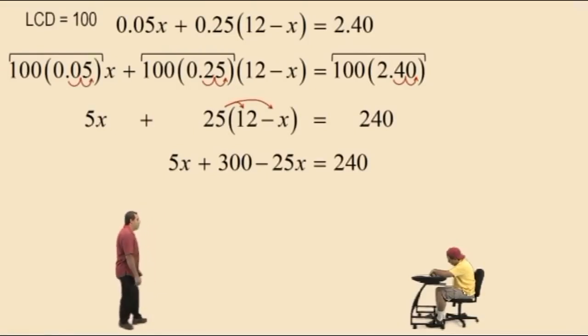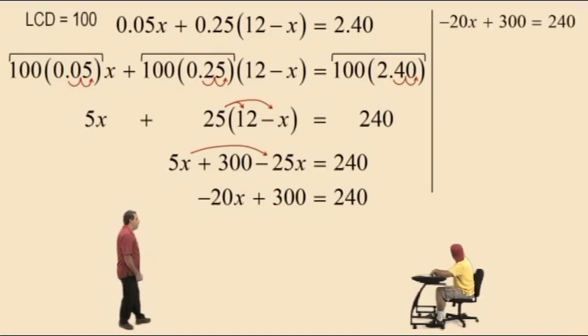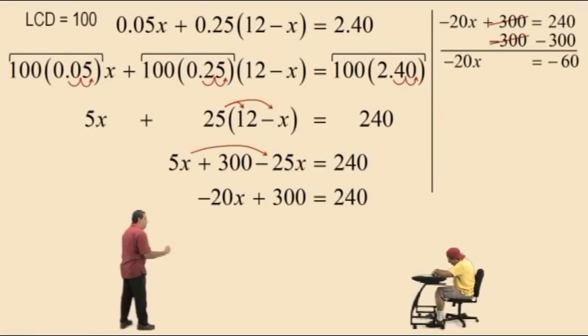Now, what comes next, Charlie? Combine like terms. What's 5x plus a negative 25x? Negative 20x. That's right. Bring down your work. Now let's put our work up there. Negative 20x plus 300 equals 240. What do we do next, Charlie? Subtract 300. That's right. That cancels out, leaves you with a negative 20x on the left. And 240 subtract 300 is a negative 60.